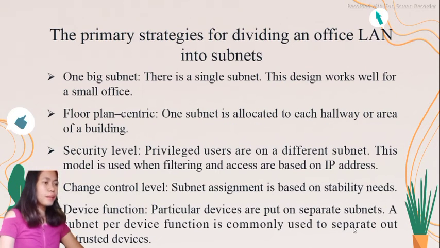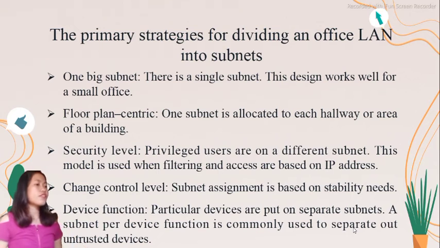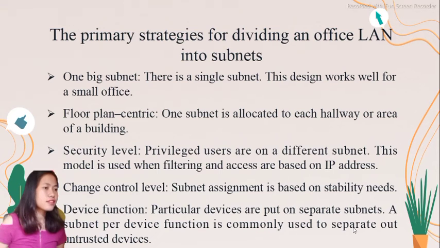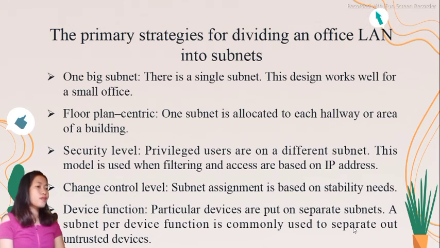So, primary strategies for dividing an office LAN into subnets. So, yan, one big subnet, a single subnet. So, may isa lang daw subnet, yan. Works well for a small office. Then, floor-centric, one subnet is allocated to each hallway or area of a building.